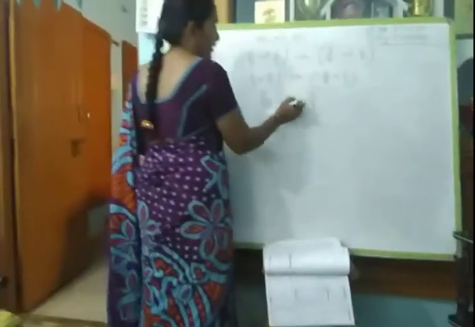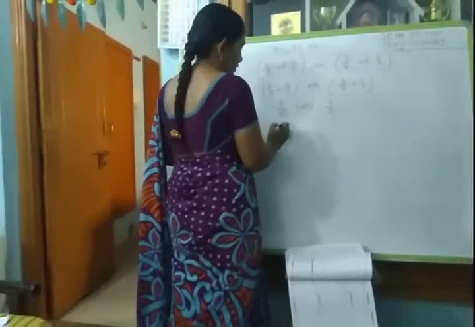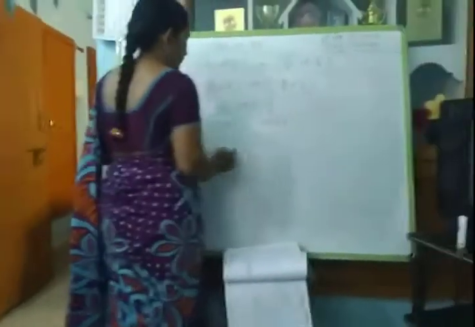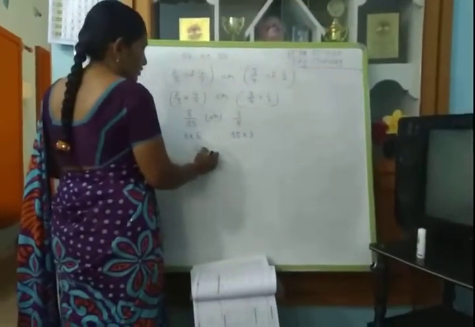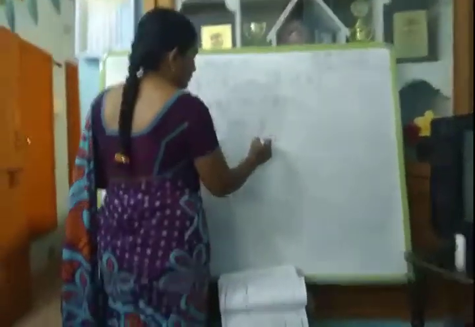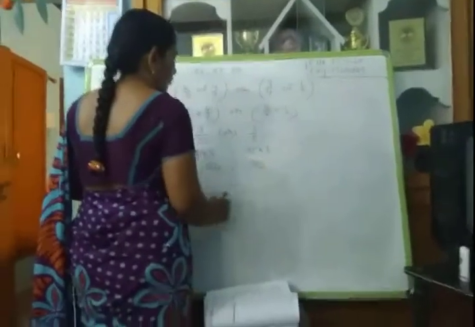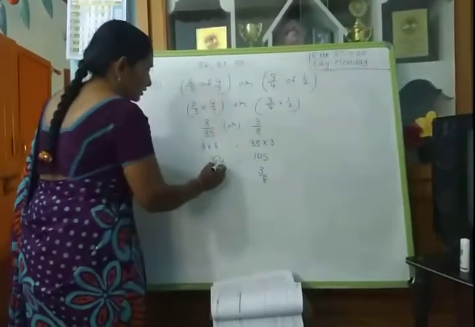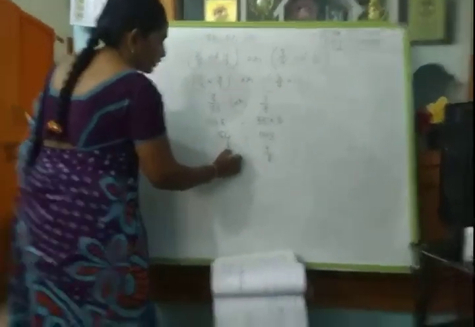We have to do cross multiplication. 8 into 8, 35 into 3. 8 8s are 64. 3 5s are 15, 3 3s are 9 plus 1 is 10, 105. So which is greater? 3 by 8 only is greater. 8 by 35 is smaller.